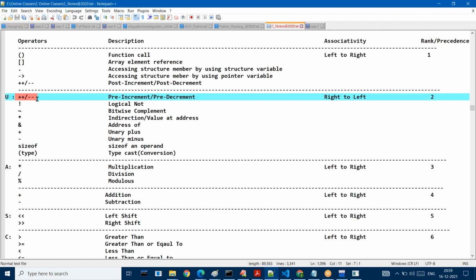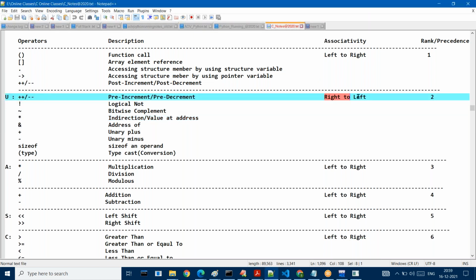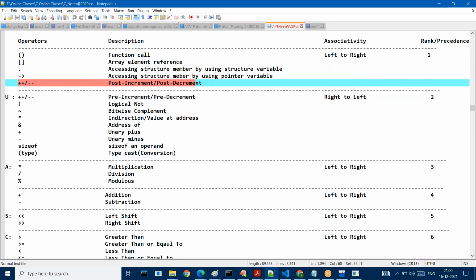See, pre-increment operator and indirection operator, their associativity is right to left. And see, post increment and post decrement have high precedence compared to pre-increment and pre-decrement. So as far as operator precedence and associativity are concerned, we are going in the right direction.